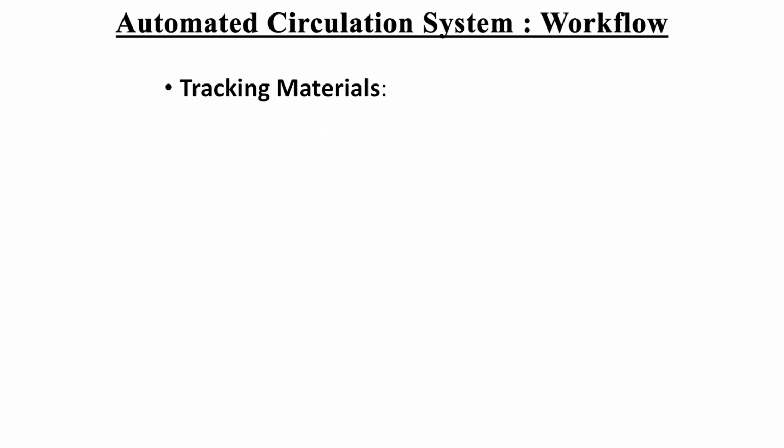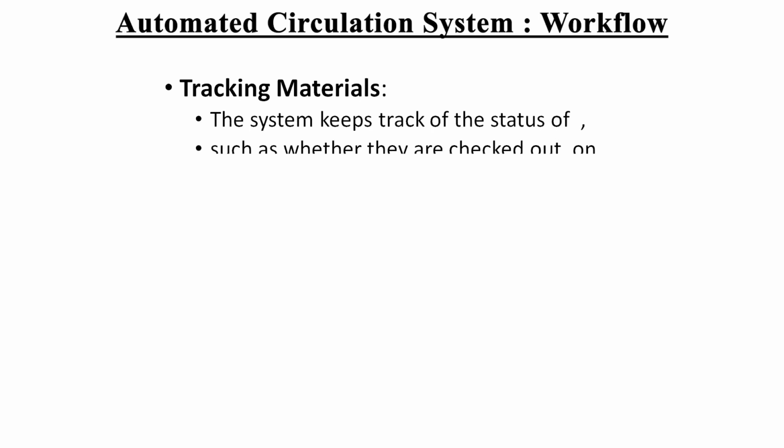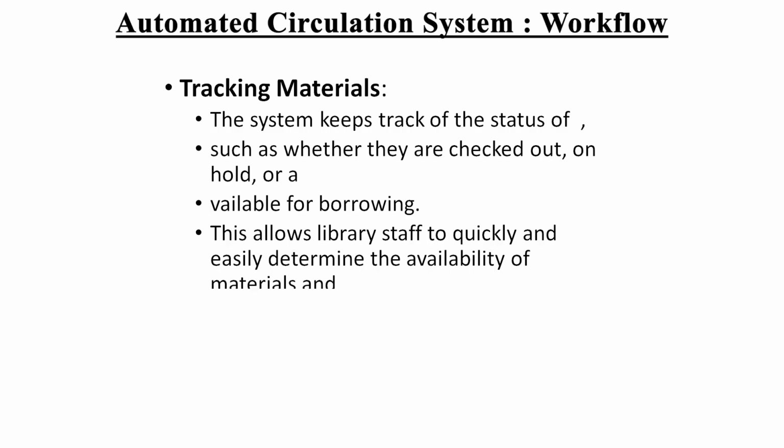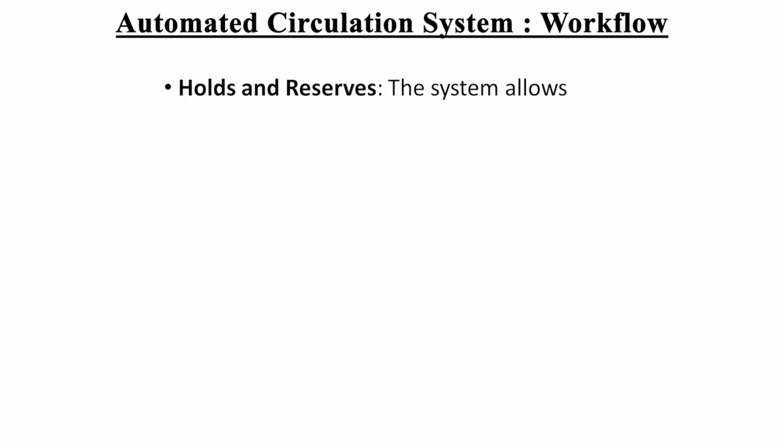So, automated circulation systems workflow: tracking materials. The system keeps track of the status of the material. How we are tracking the materials, such as whether they are checked out or on hold. We have to see what kind of variable should be there for borrowing purposes. So this allows library staff to quickly and easily determine the availability of the materials, to manage the collection more effectively.